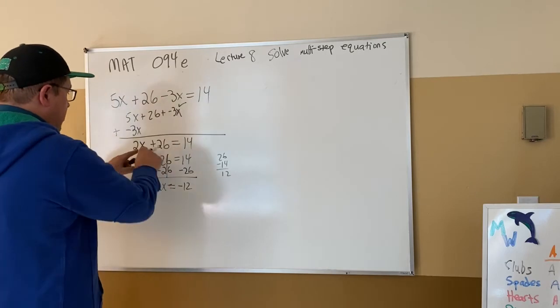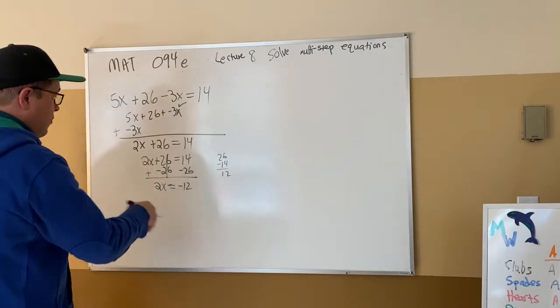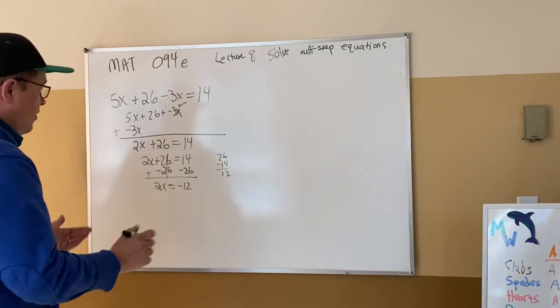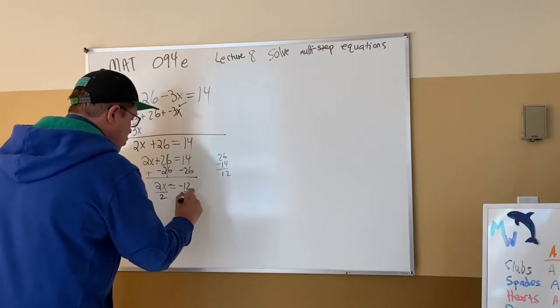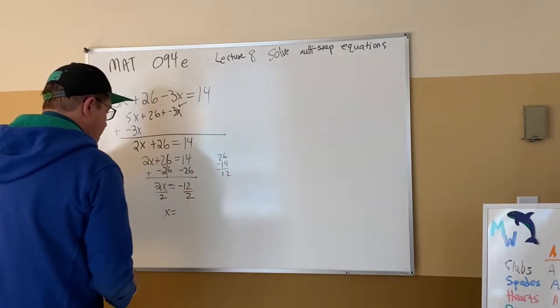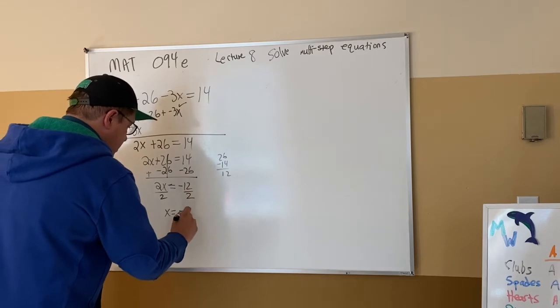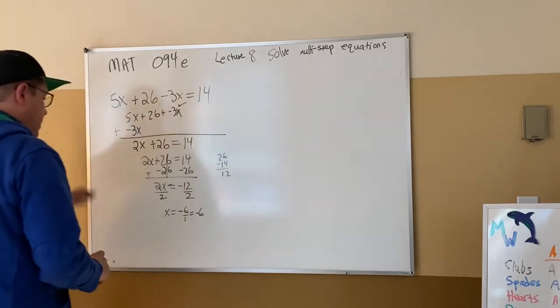So combining like terms made this into 2x plus 26 equals 14. Subtract 26 off both sides. Let's now divide both sides by 2. 12 over 2 is 6. So we think the answer is negative 6.